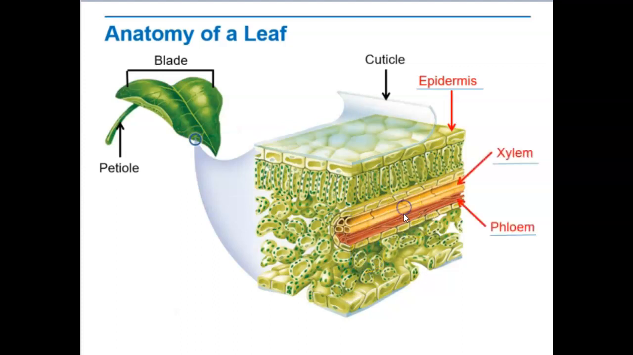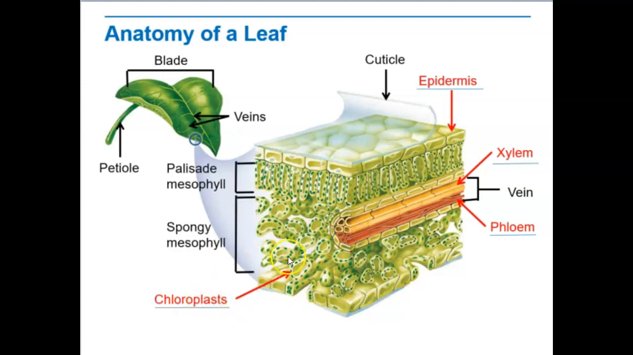Next we have xylem and phloem again, and these are referred to as a vein in the leaf. So if you've looked at leaves and you've seen all those little branching veins, you're looking at the xylem and the phloem. And then we have chloroplasts, obviously those help to photosynthesize, and those are arranged into two different layers, the palisade mesophyll and the spongy mesophyll. Wouldn't worry too much about those two terms, but I would definitely know chloroplast, xylem, phloem, vein, cuticle, epidermis.